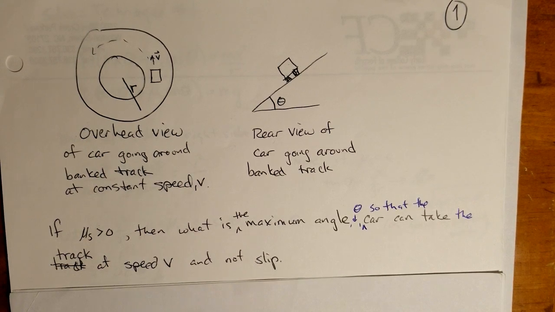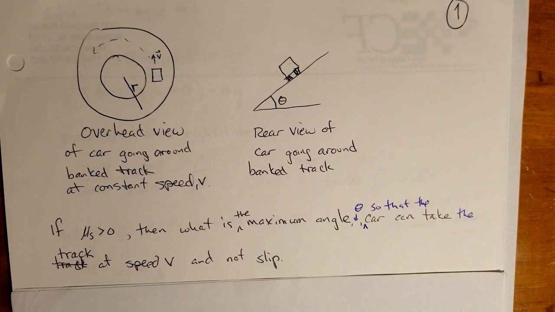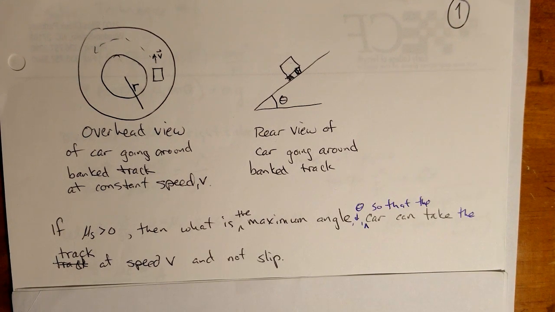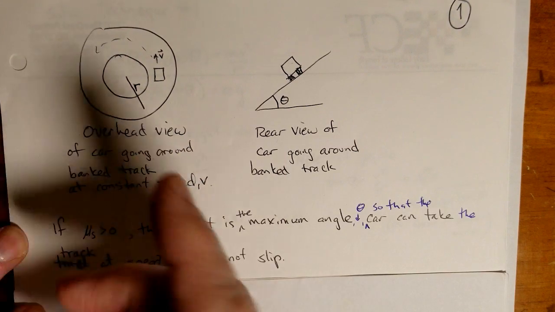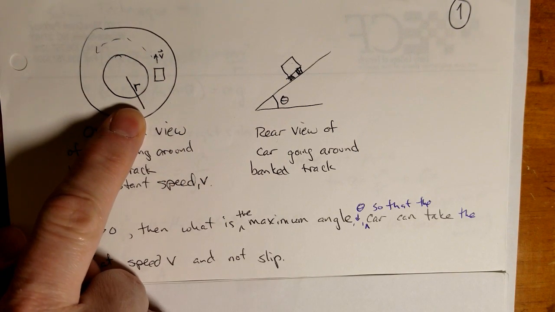This is a more difficult centripetal motion problem than the one for which I did an earlier video, just to give you a variety of how complex it can get. So we have an overhead view of a car going around the circular track as usual with some radius of curvature of r.